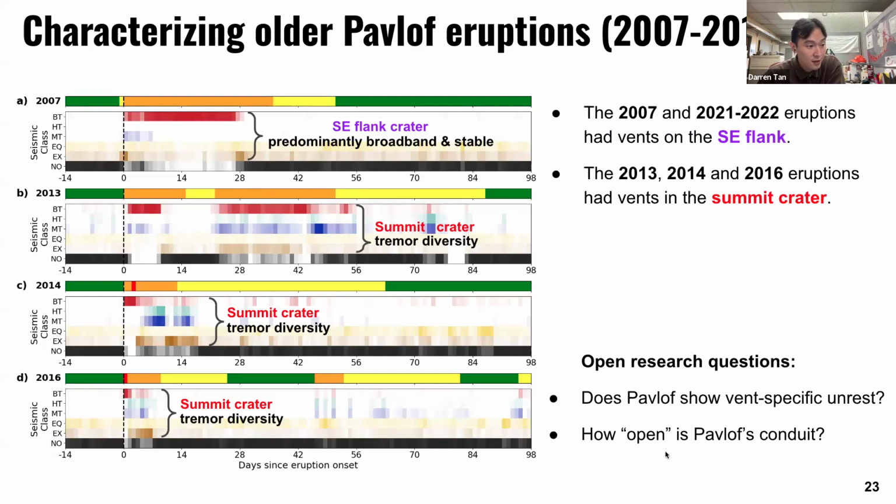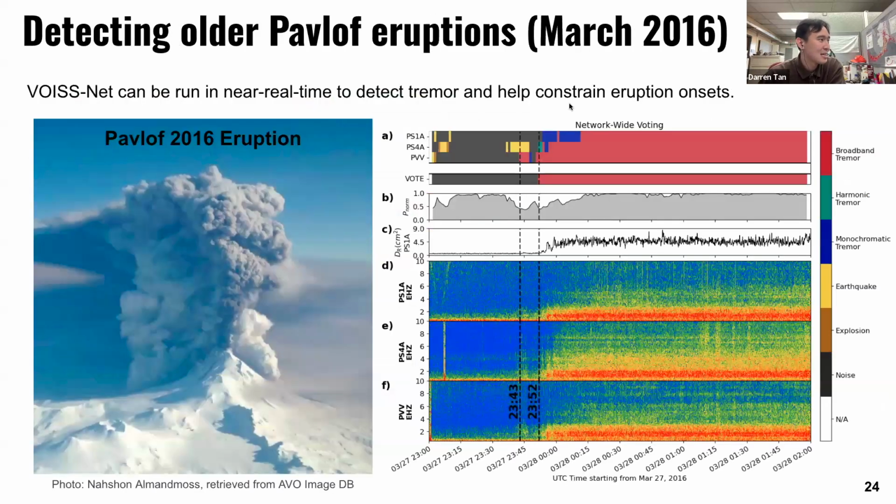And a later question is, how open is Pavlov's conduit? Pavlov is often seen as an open system volcano, but if it shows different unrest signatures from vent to vent, can we actually call it open? And what does that mean from monitoring and eruption forecasting perspectives? So, open questions.